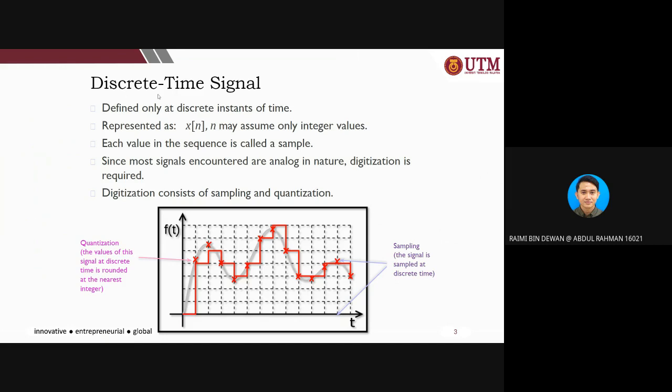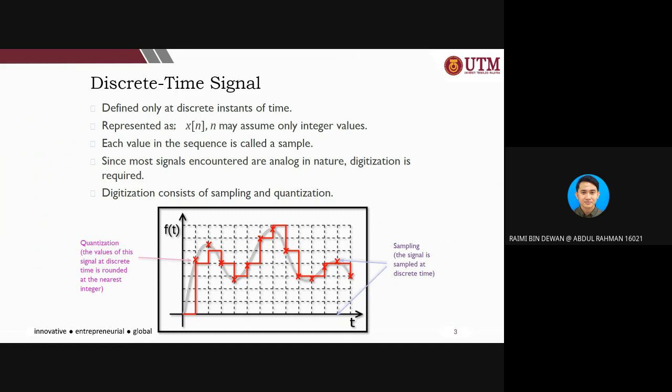So what is a discrete time signal? As the word may suggest, a discrete time signal is defined only at discrete instants of time. It is not continuous in terms of the time axis. For example, every 1 second, which means 1 second, 2 seconds, 3 seconds. How about the other times, like 0.5, 0.8? We don't have values there because it's defined only at discrete instants of time.